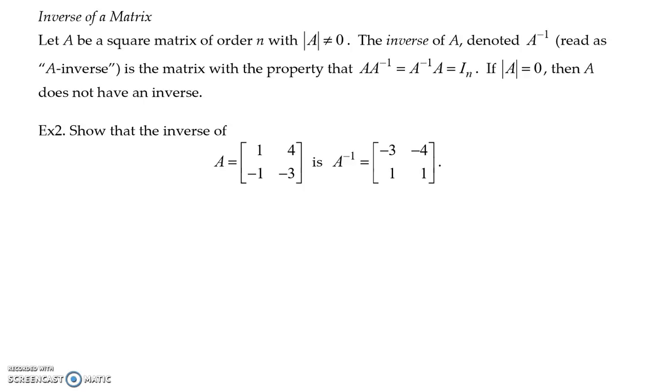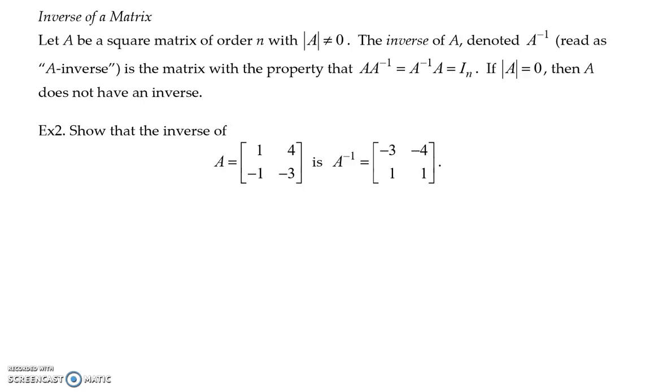We're now ready to define the inverse of a matrix. So let A be a square matrix of order n with non-zero determinant. So notice two conditions. We must be dealing with a square matrix, and the determinant must not be equal to 0. The inverse of A, denoted A to the negative 1 power, is simply read as A inverse. That negative 1 is not an exponent in this case. It's merely a symbol denoting the inverse of the matrix A. It is the same symbol, of course, we use for reciprocal, but here it's not a reciprocal.